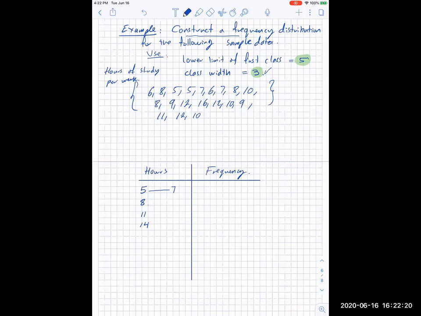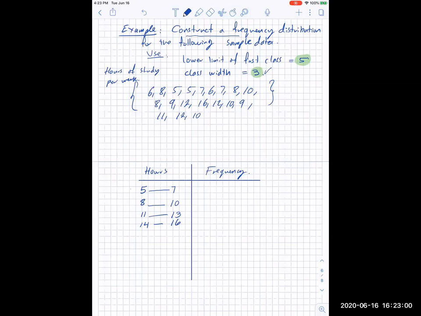8 to, what do you guys think? 8 to 10. 11 to 13. See how consistent? 5 plus 3 is 8. 8 plus 3 is 11. Class width is 3. And then the upper limits, 7, 10, 13. Do I need the 14, guys? Actually I do see 16 here. So I need one more class, 14 to 16.